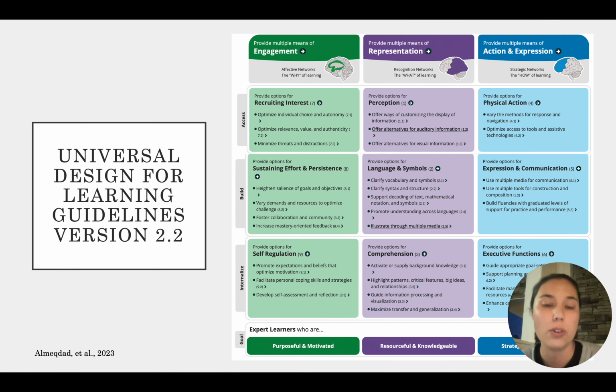And then this is an overview chart of everything we just went into. It kind of dives deeper into the learning guidelines of engagement. So you have, like, for engagement, the recruiting of interest, the sustaining effort and persistence, self-regulation, and representation. You have perception, language and symbols, comprehension, and then action and expression. You have physical action, expression, and communication, and executive functions, and then the guidelines under all of those.